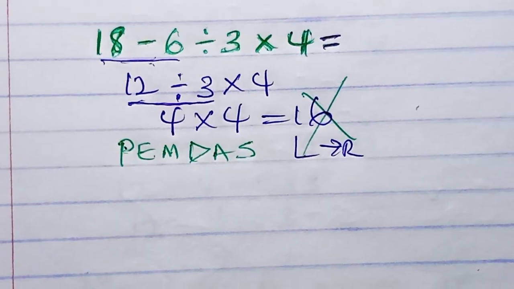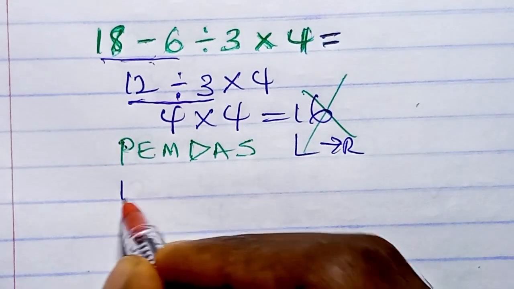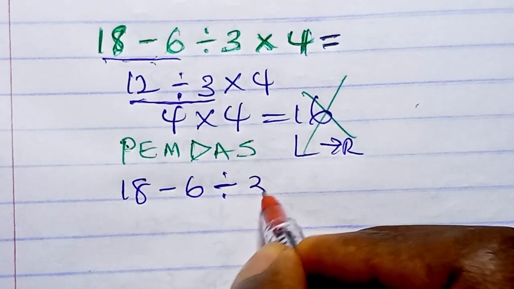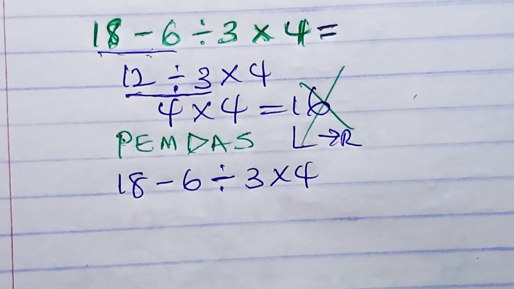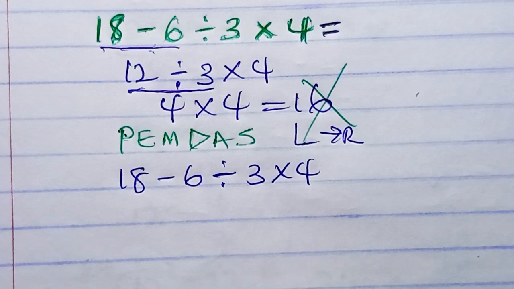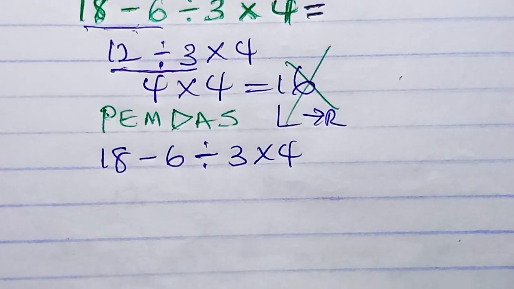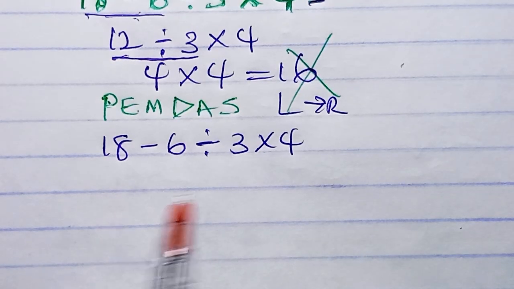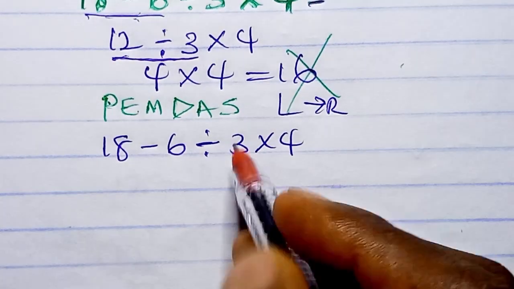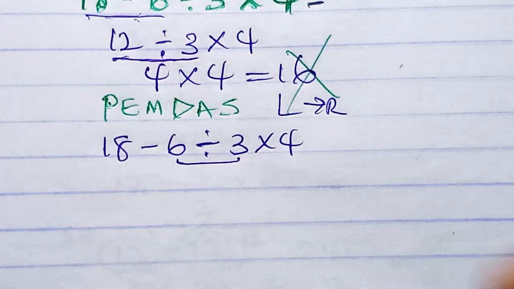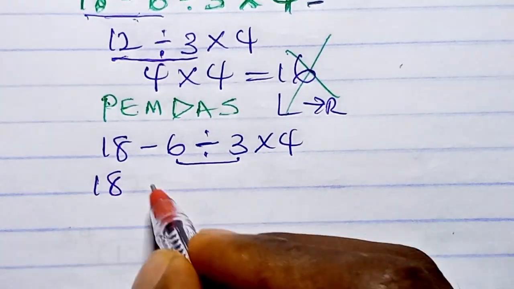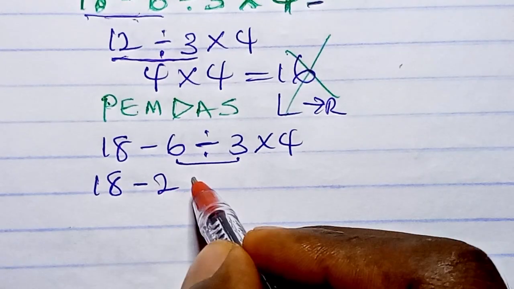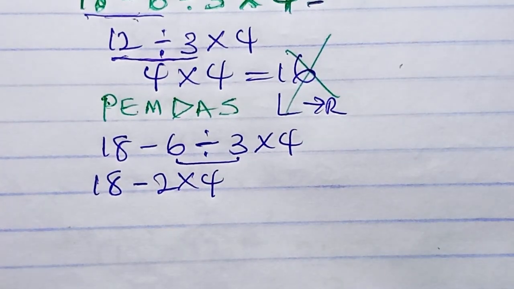So if we solve this question, which is 18 minus 6 divided by 3 times 4, first of all, I will show you two methods of solving this. I will show you a fraction method and I will show you the normal order. So now if we solve this, first of all we have to do this division because we are following it from left to right. So 18 minus 6 divided by 3 is going to give us 2 times 4, right?